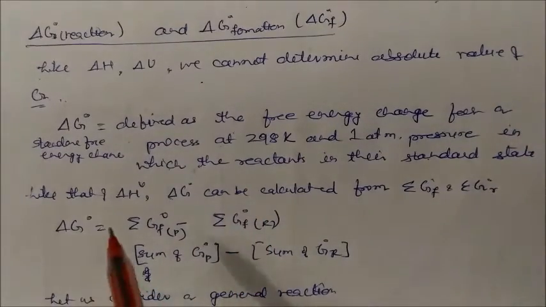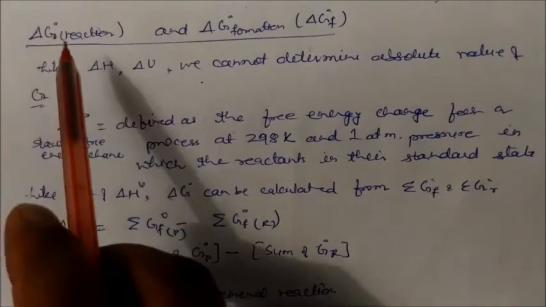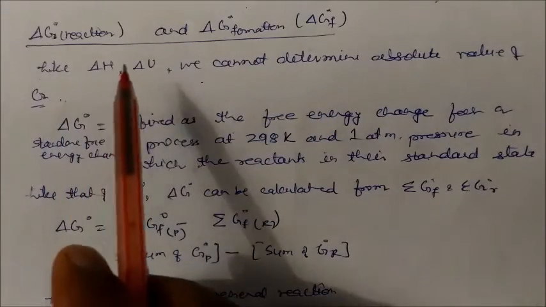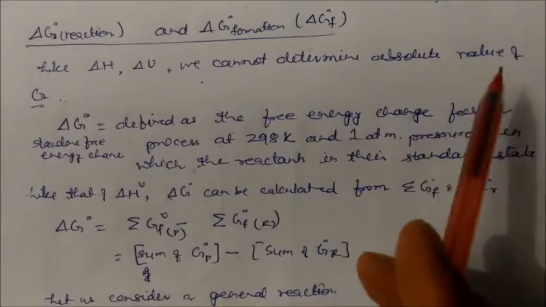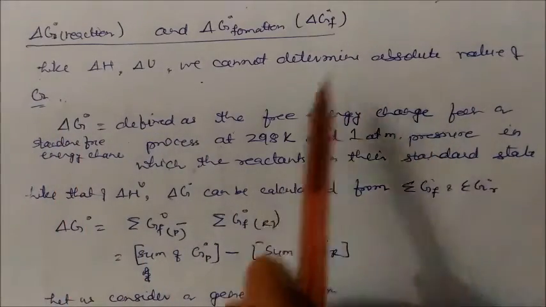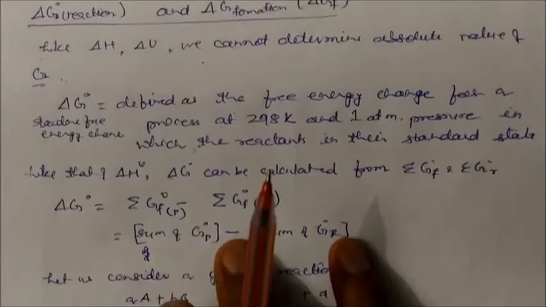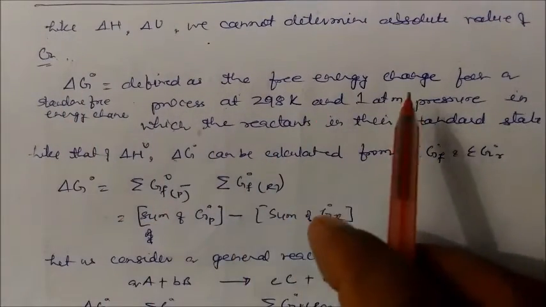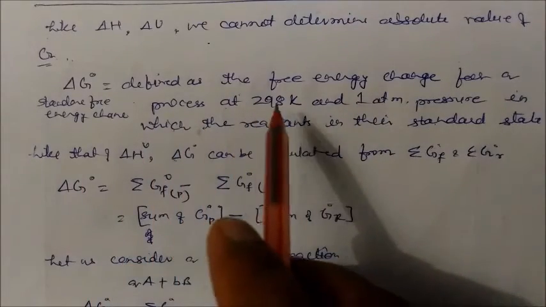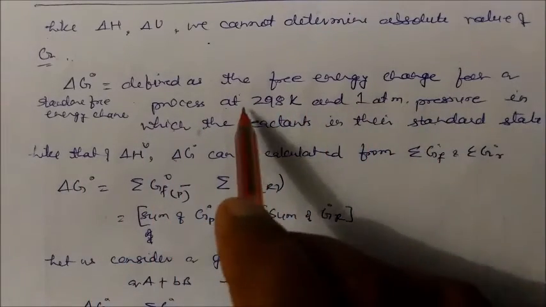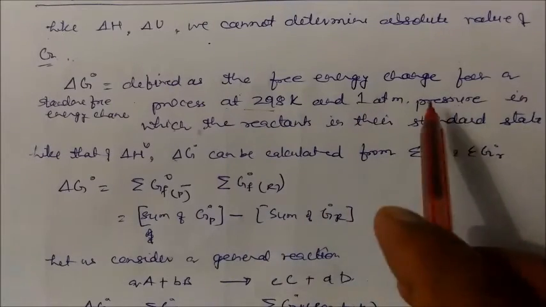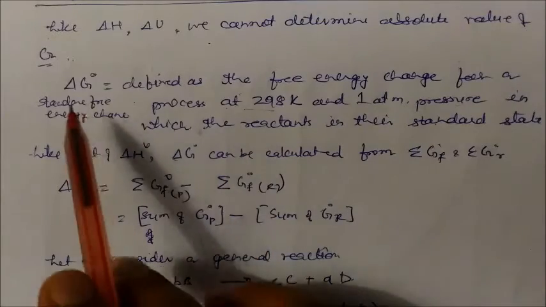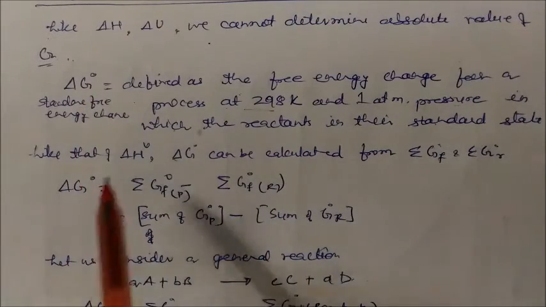Now we will see the standard free energy of a reaction and the standard free energy of formation of a reaction. Like change in enthalpy and change in internal energy, we cannot determine the absolute value of free energy because this is an extensive property. Standard change in free energy is defined as the free energy change for a process at 298 Kelvin and 1 atmospheric pressure, with the reactants in their standard states.